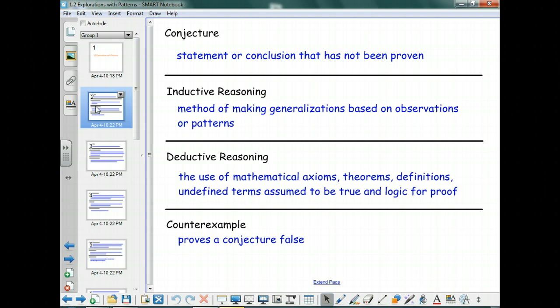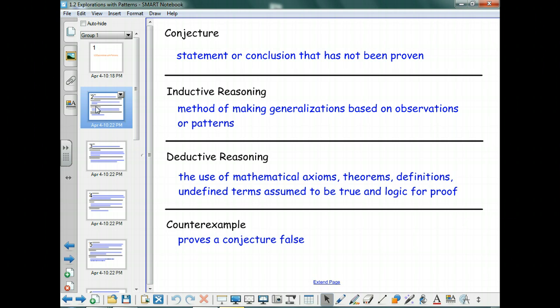Okay. Inductive versus deductive reasoning. These are two different kinds of reasoning in mathematics. You have likely used both of them in mathematics before. You've also likely used both of them in the real world before. Not likely, you have. You absolutely have. So let's talk about the difference.